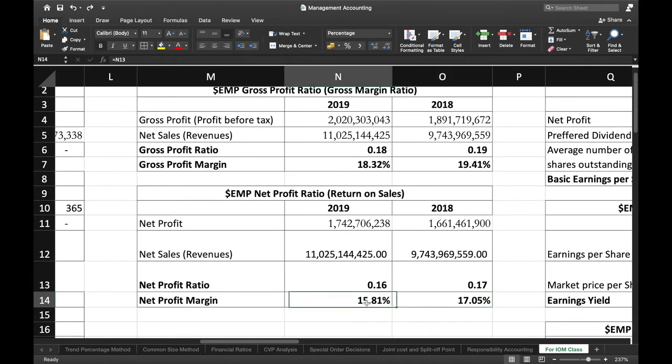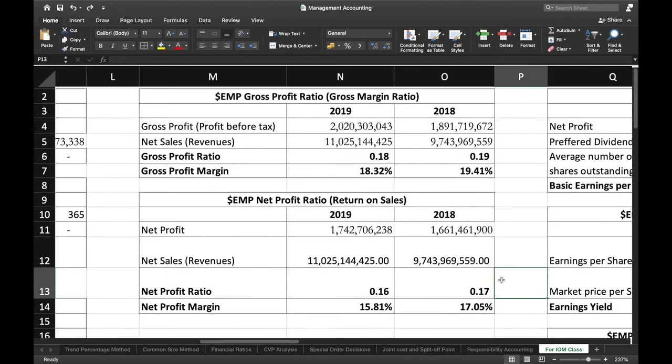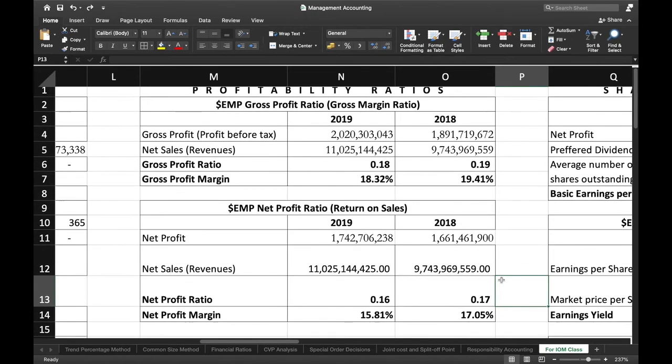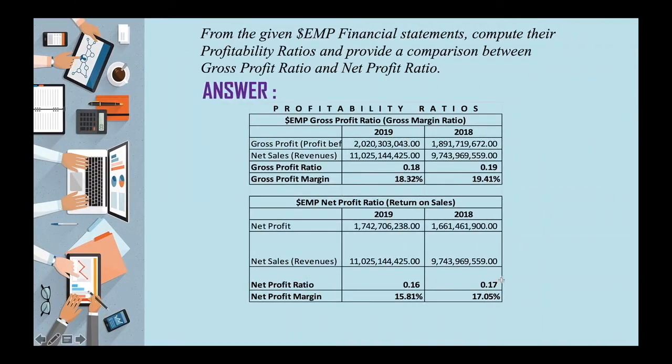Ayan, ginawa lang siyang fraction. Ano po ito? Anong ibig niyang sabihin? Now, if we will check sa PowerPoint presentation, parehong-pareho lang tayo ng naging answer. Ibig sabihin guys, yung gross profit margin na yan, 18.32 and 19.41, malaki yung chance na liliit siya dahil dito sa net profit ratio and sa net profit margin na yan is less yung taxed.